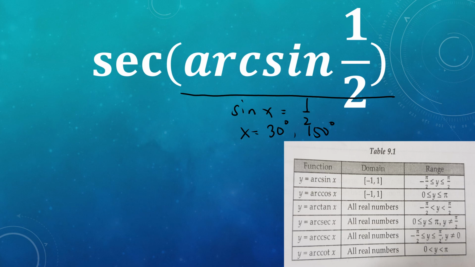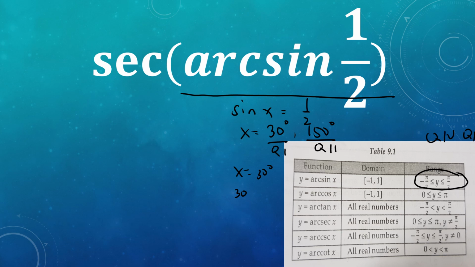However, if we take a look at our range, it falls only in quadrant 4 and quadrant 1. Therefore, 30 degrees falls in quadrant 1 while 150 degrees falls in quadrant 2. So our answer is only 30 degrees because 150 is not within our range. So x is equal to 30 degrees, and we can transform that into radian measure in our final answer.